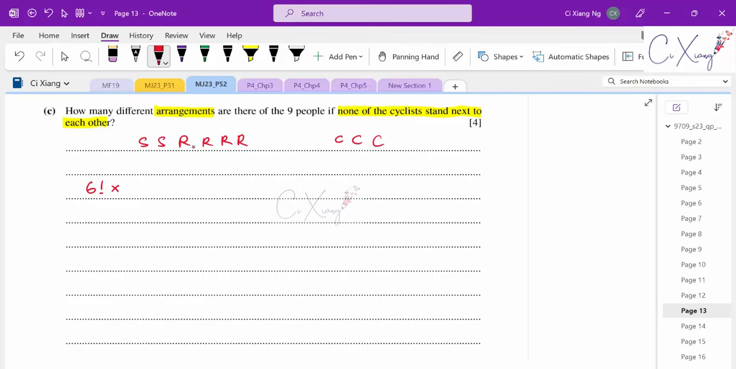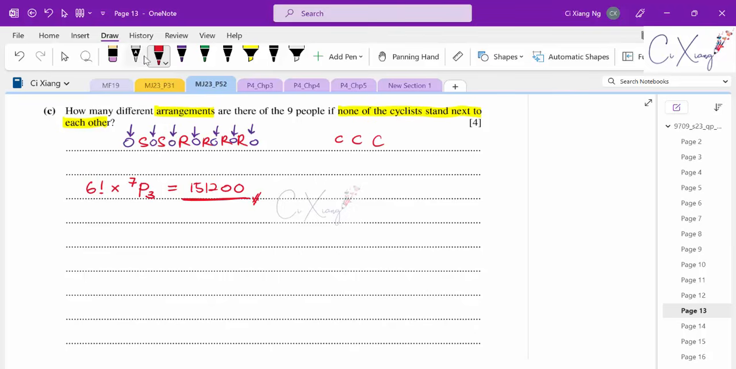Then now I want to put in the cyclists. To put in the cyclists, I must slot them in between the spaces available between all these people. You can see how many arrows I have here. How many empty spaces can I slot these 3 persons in? So 1, 2, 3, 4, 5, 6, 7. There are 7 available spaces to slot the 3 cyclists inside. So to arrange 3 cyclists into the 7 spaces, you can write it as 7P3, where your answer should be 151200.